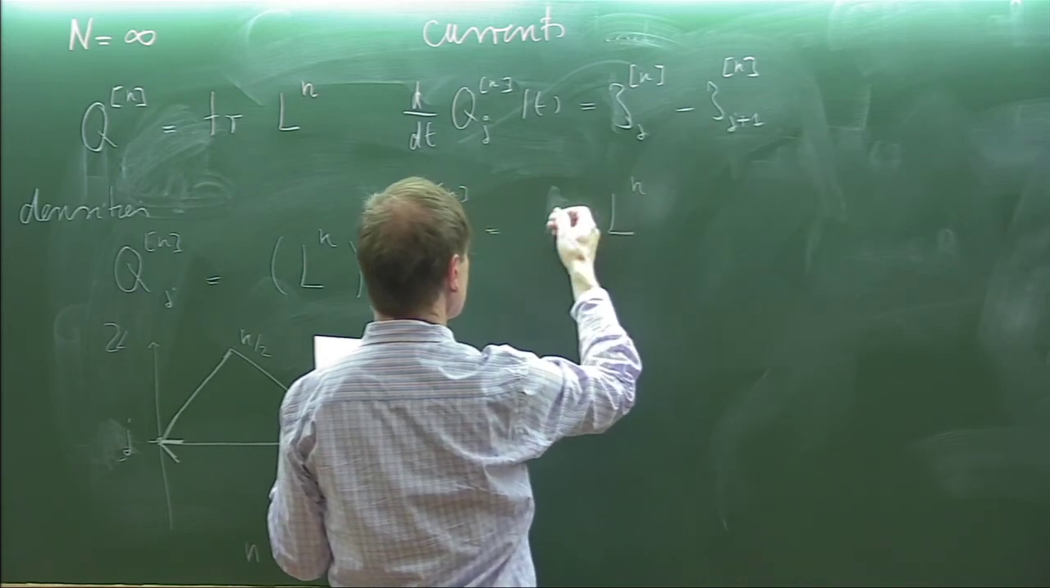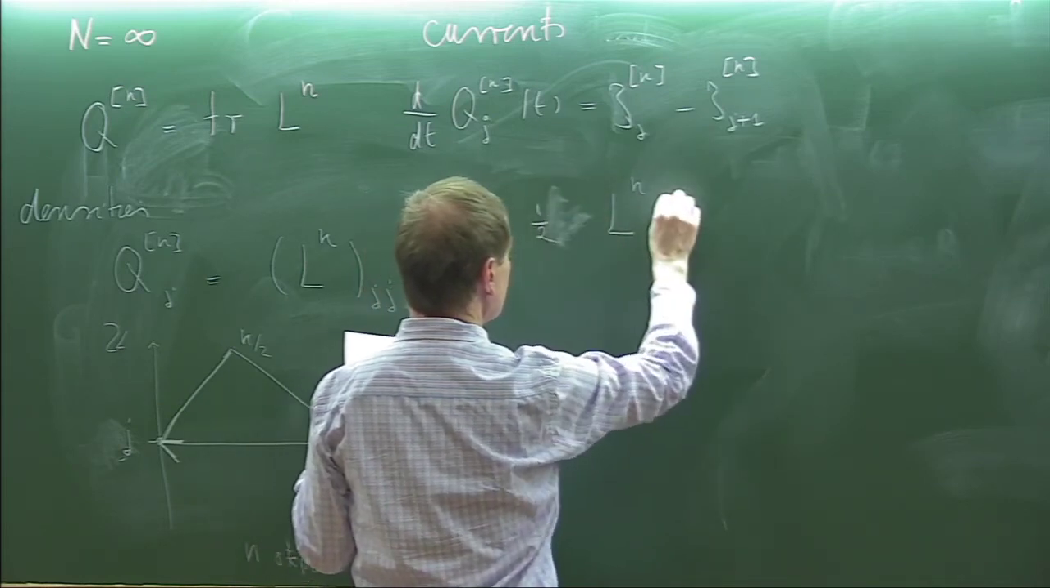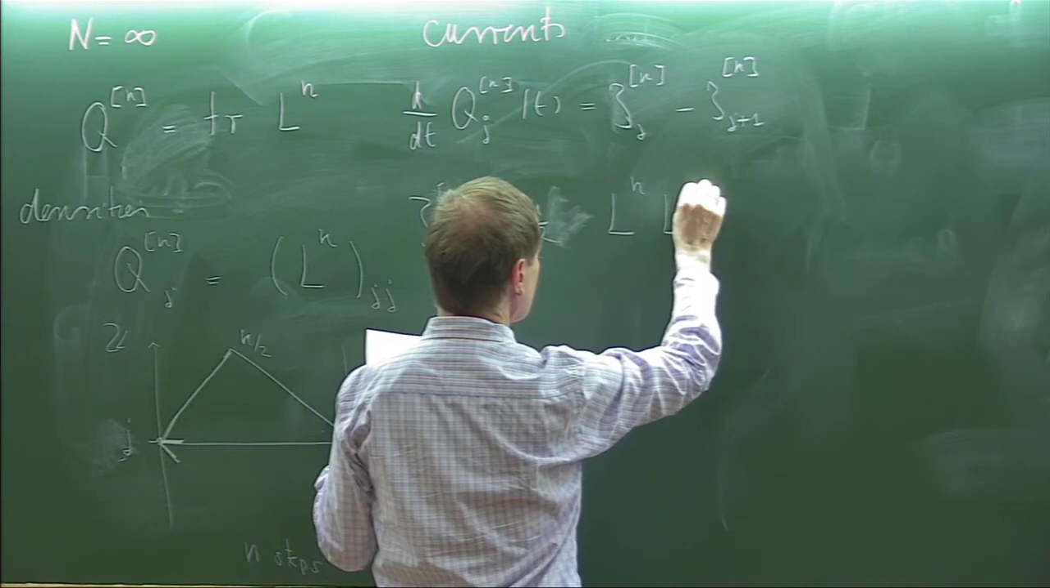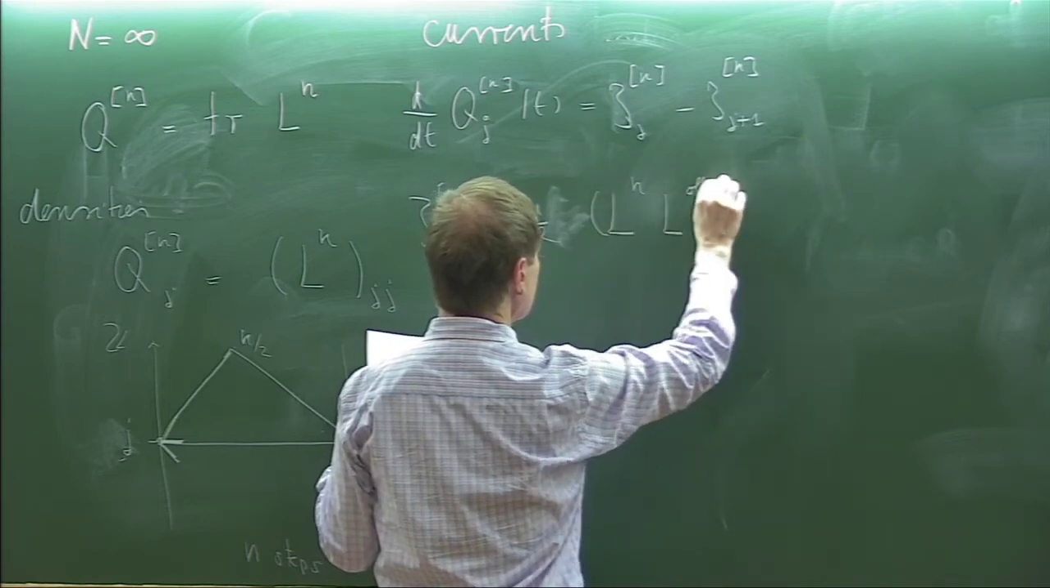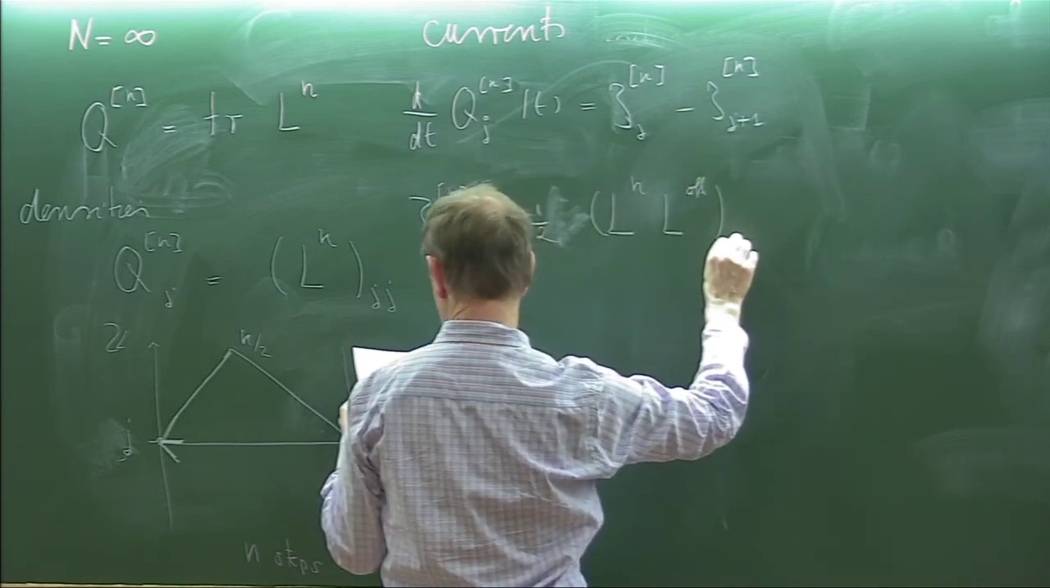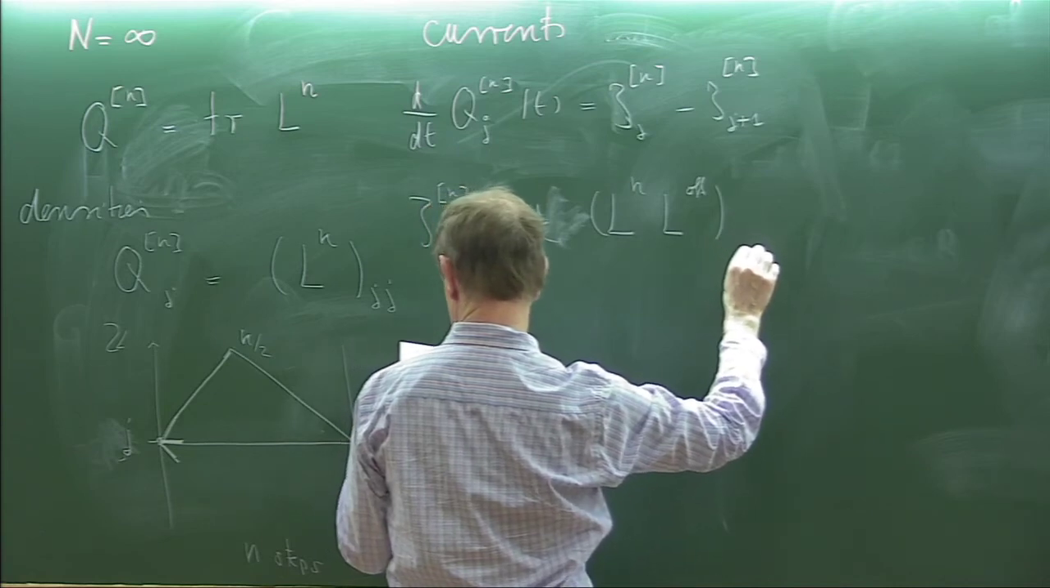There's a factor 1/2 here. Then there's the L off-diagonal, and then it's the jj matrix element of that.